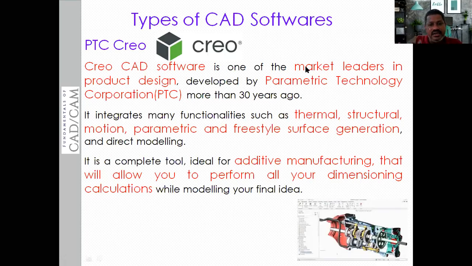Okay, so that allows you to perform all your dimensioning calculations while modeling your final idea. Okay, so it even gives us all the dimensions. This is one of the best software commercially available in the market now. It is an advanced version. It is developed by PTC, Parametric Technology Corporation. Creo is the software and the advanced version of Pro Engineer software. Okay, as of now you remember up to here.